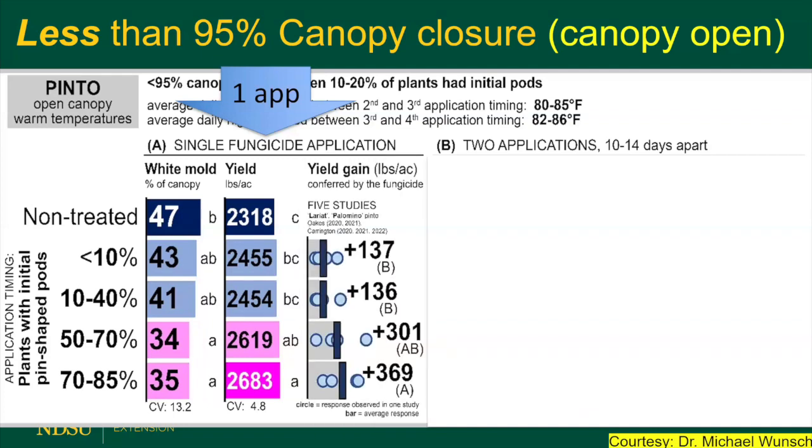The next little piece of information that he's sharing is what are the yield gains over the non-treated? So the non-treated, the yield gain is 0. You get a little bit of boost in yield here, applying early, but you can see if you wait, you're in the 300 to 400 pound range increase just by waiting.